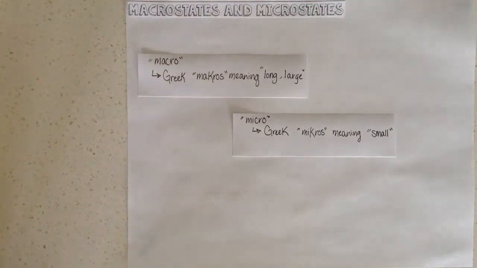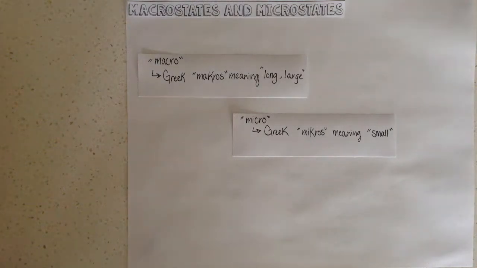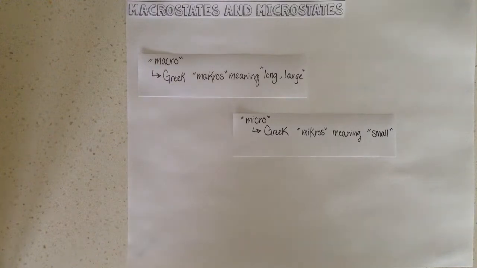Macrostates and microstates. First, a word about these words. Macro comes from the Greek meaning long and large. Micro comes from another Greek word meaning small. Have you heard these prefixes before? Macroeconomics or microscope. So macro, think large; micro, think very small. That will help you when it comes to microstates and macrostates.